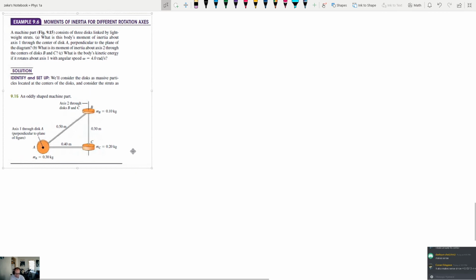Okay, so this is about calculating moments of inertia for two different rotation axes. It says, a machine part consists of 3 discs linked by lightweight struts. What is this body's moment of inertia about axis 1 through the center of disc A? So here are our discs down here. We have A, B, and C. So we're going to find the moment of inertia through this axis.